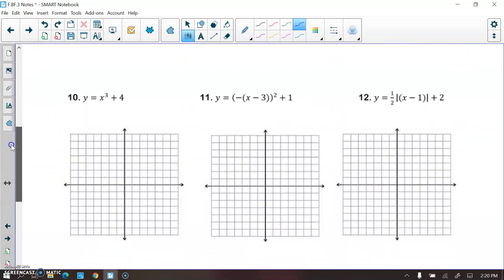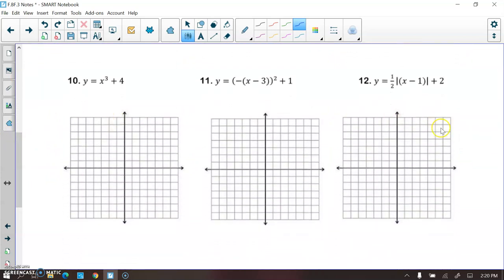So, number 10, we have not done this one yet. This is a cubic graph. In a cubic graph, your parent function is y is equal to x cubed. So if I go ahead and make my x and y table by picking my 5 random x values, -2, -1, 0, 1, and 2, if I put them into y is equal to x cubed, a -2 cubed is going to give you a -8.